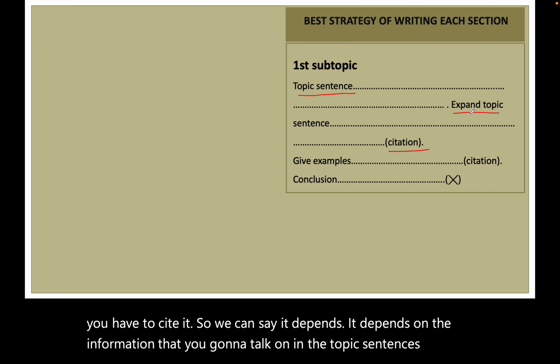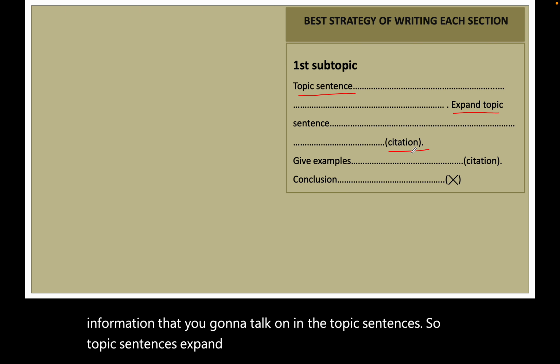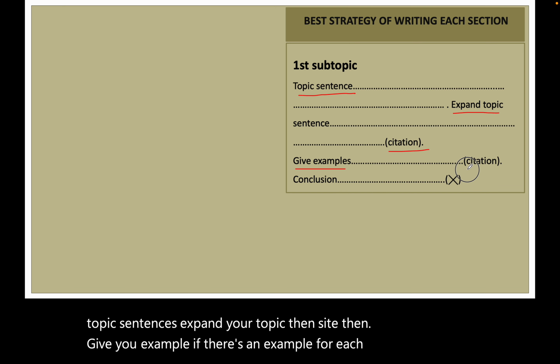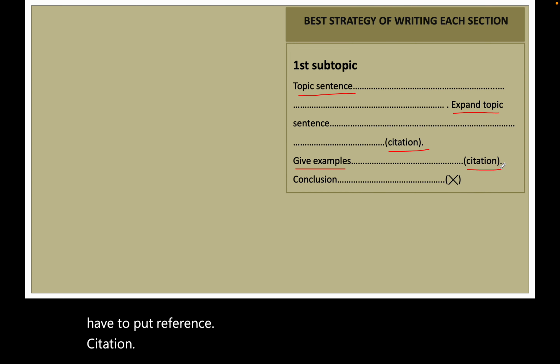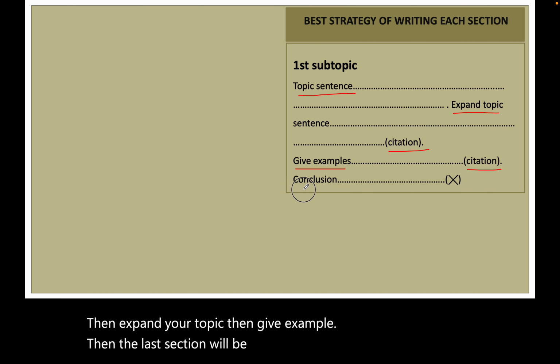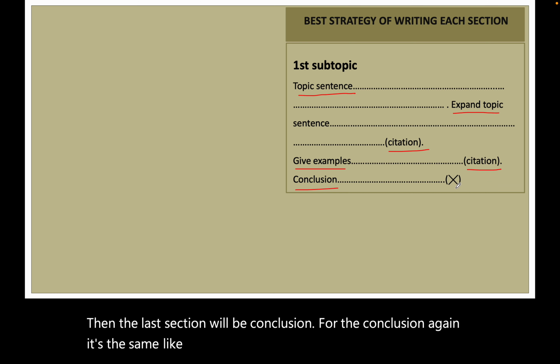So topic sentences, expand your topic, then cite, then give an example if there is any. For each example, you have to put a reference, a citation. Topic sentences, then expand your topic, then give an example, then the last part will be the conclusion. For the conclusion, again, it's the same as the topic sentences. It doesn't need to be cited.